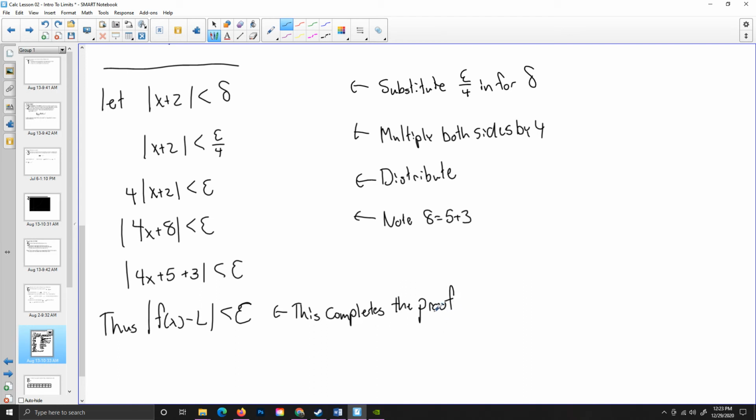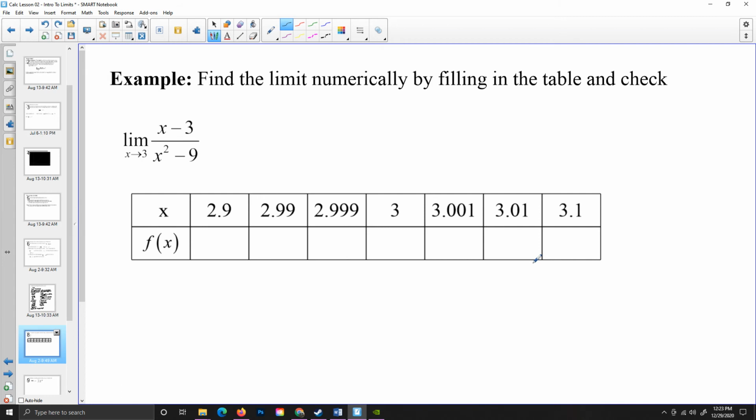All right, now I know that that one's kind of tough and not real easy to understand, but if you follow the form, and there won't be any on my quizzes that are any harder than that, you should be okay. The next example: find the limit numerically by filling in the table and check.